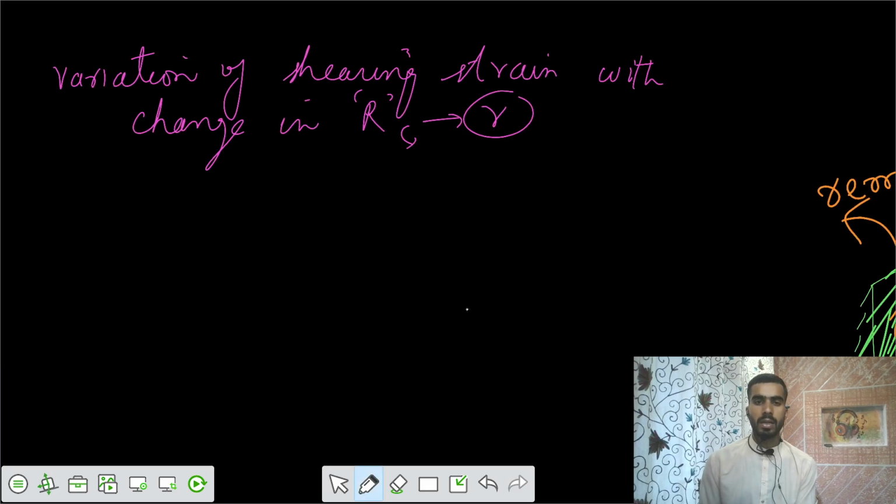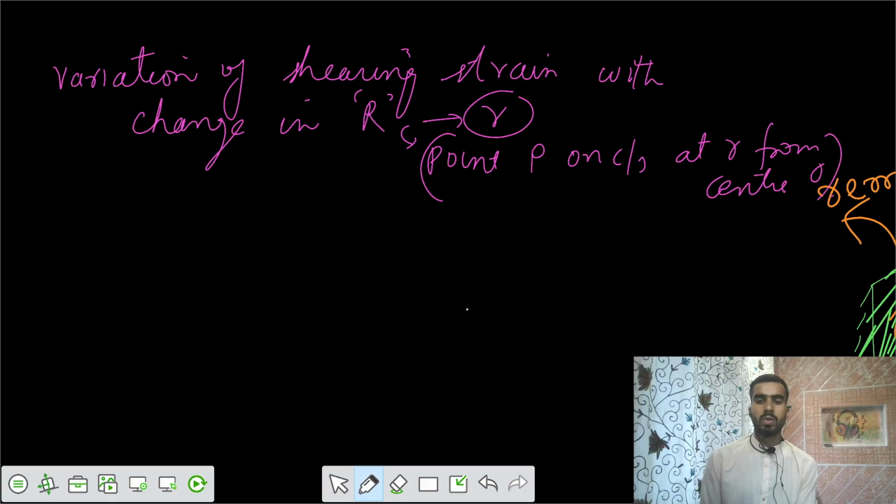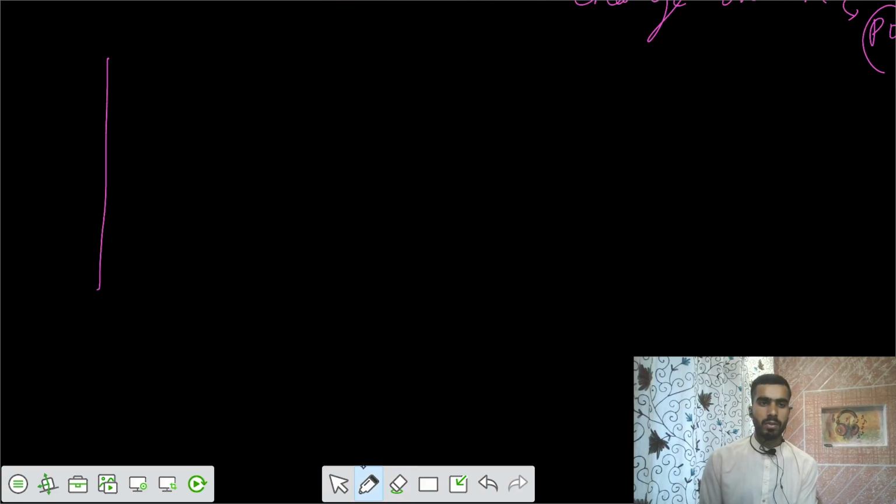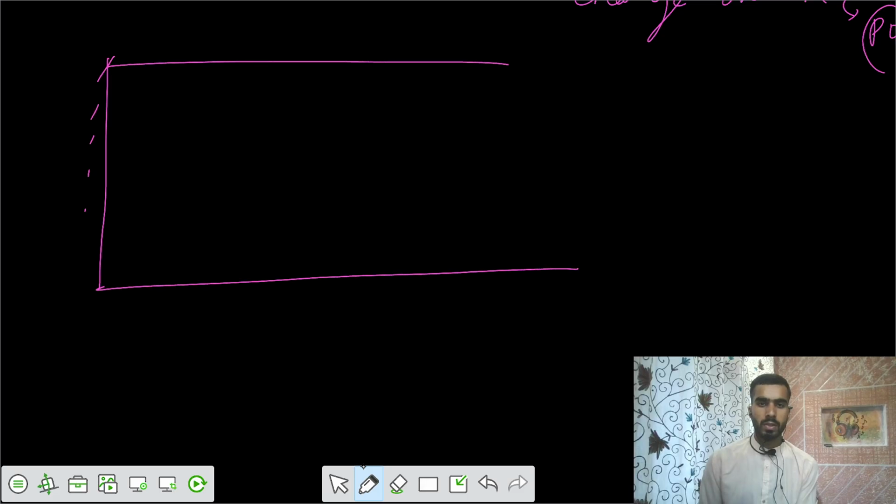That r is a point on the cross section. That's a point P on the cross section at a distance of r from center O. So let's have that diagram also. This was your shaft, and this is your cross section.